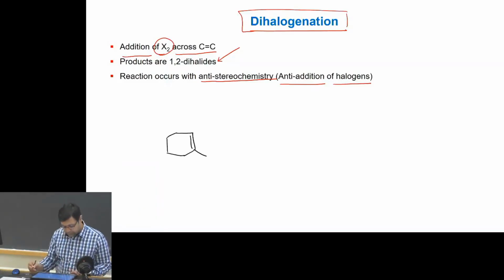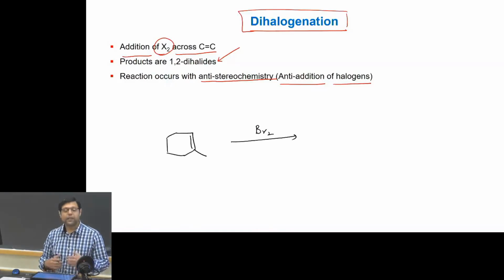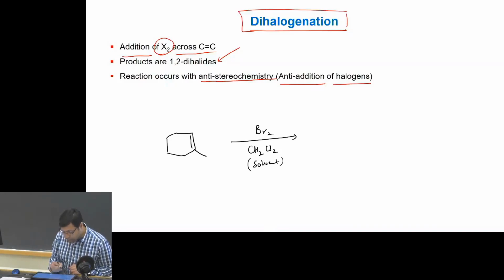So let's say I have this alkene. The reagents for dihalogenation are the halogen. I'm taking the example of bromine. You can take iodine or chlorine. The solvent usually is CH2Cl2. Now sometimes the solvent will be mentioned, sometimes it will not be mentioned. But the active reagent in this reaction is the halogen X2.